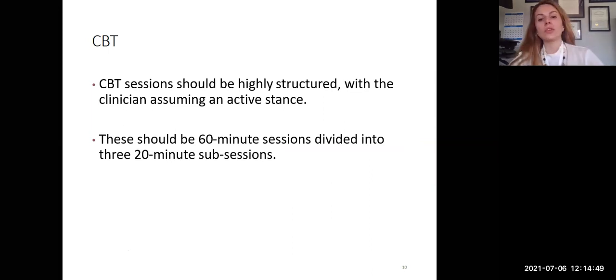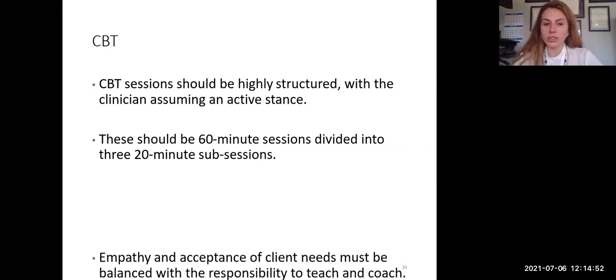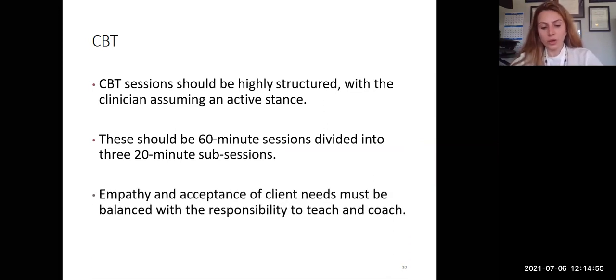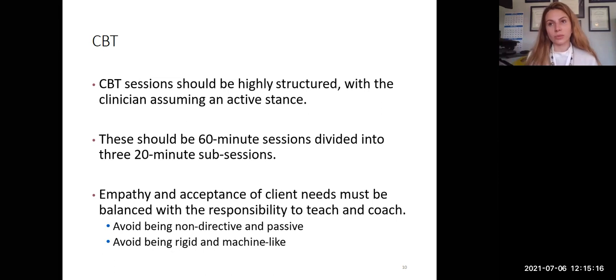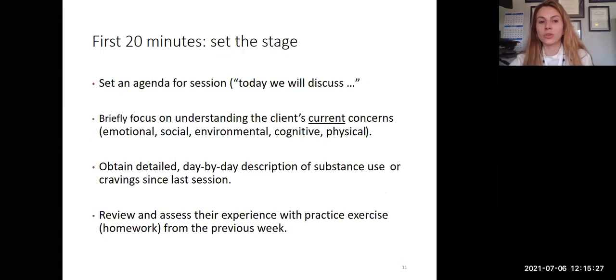There's a rule that we follow in CBT. Most sessions are 55 to 60 minutes, and we divide that session into 20 sub-sessions. Even though we want to listen and voice acceptance, those are brief interventions that are used in the service of making sure that we are staying on track with what that agenda is and covering the things that need to be covered in those 20-minute sub-sessions. So we're trying to get that balance between being overly passive and non-directive and being overly rigid and machine-like. It's somewhere in between. When we come in, how are you doing? This is what we're going to cover today. We're going to talk about this, this, and this, and then we'll practice, and then we'll assign some work for you to do at home.